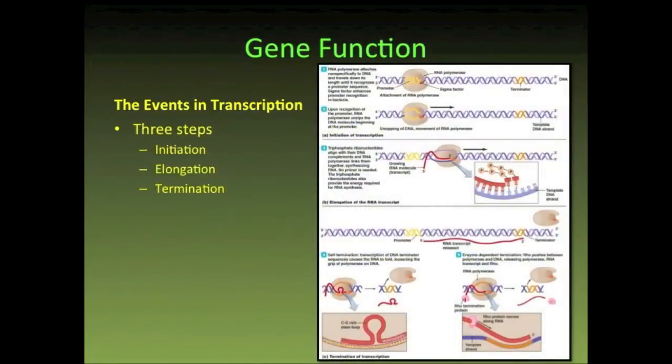Let's move now to the specific steps that occur in the process of transcription. We will examine bacterial transcription first, and will then compare it to that of eukaryotic transcription. Bacterial transcription occurs in the nucleoid region of the cytoplasm of bacteria. Transcription proceeds by three steps: initiation, elongation, and termination.